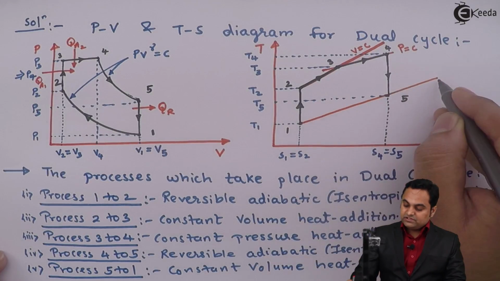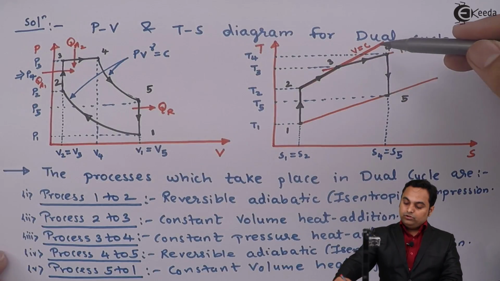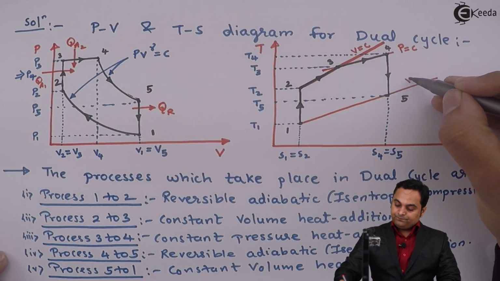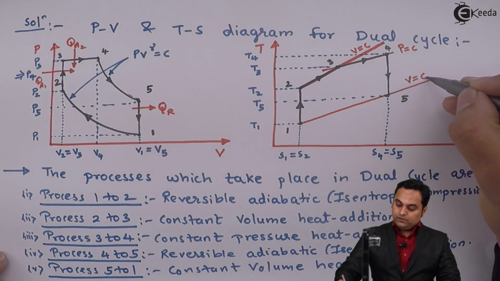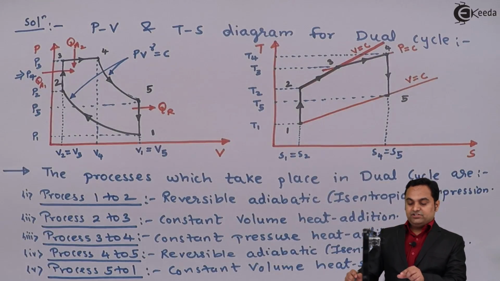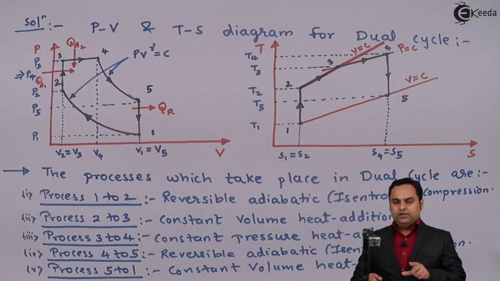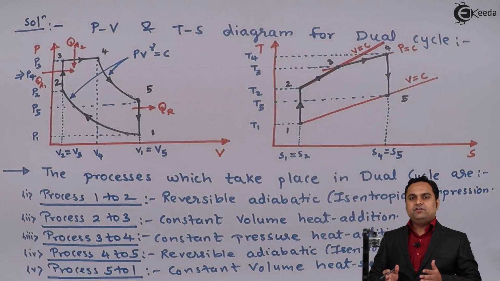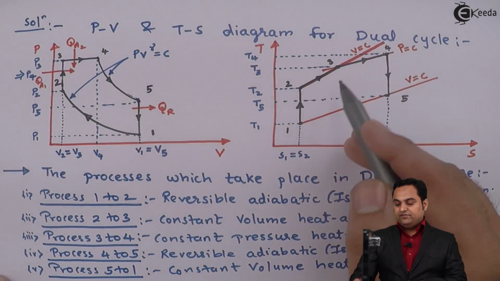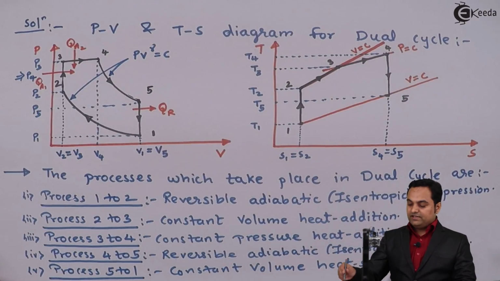But the nature of this line should be such that both the constant volume lines should be of diverging nature. That is, the area should go on increasing, because constant volume lines are never parallel. They should have a diverging nature on the TS diagram.